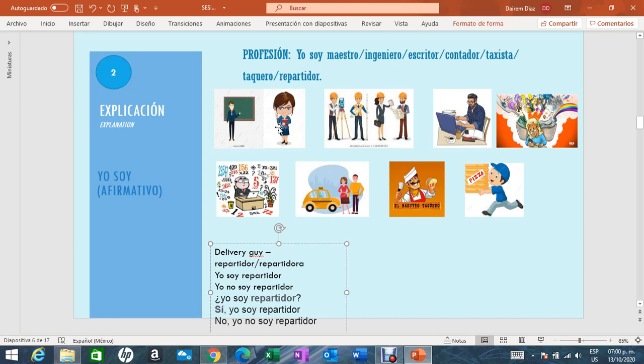Okay, then we have here yo soy maestro, yo soy maestra. Repeat after me. Yo soy maestro, yo soy maestra. Yo soy ingeniero, yo soy ingeniera. Yo soy escritor, yo soy escritora. Yo soy contador, yo soy contadora. Yo soy taxista, yo soy taquero, yo soy taquera. Yo soy repartidor, yo soy repartidora.